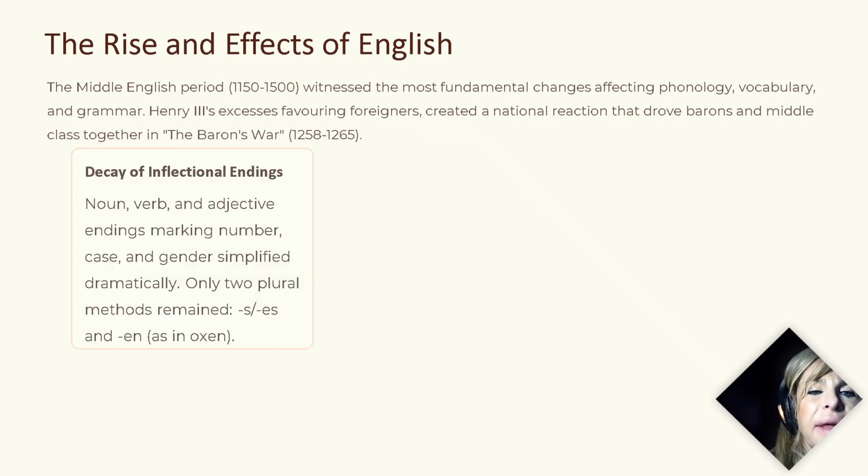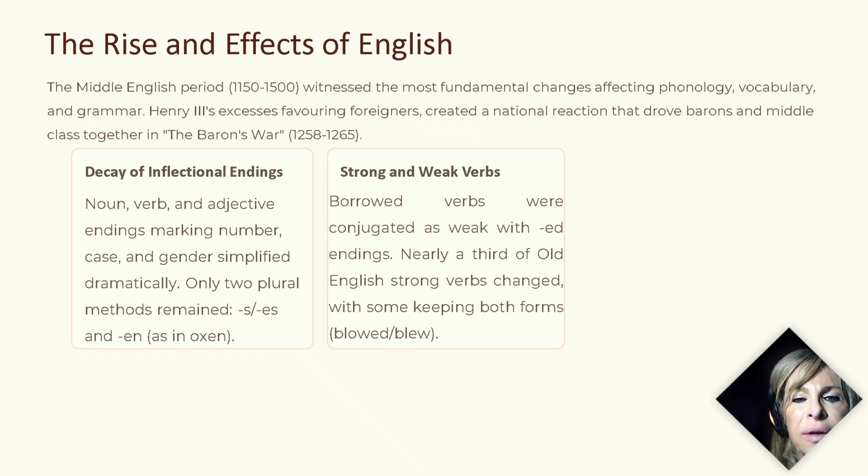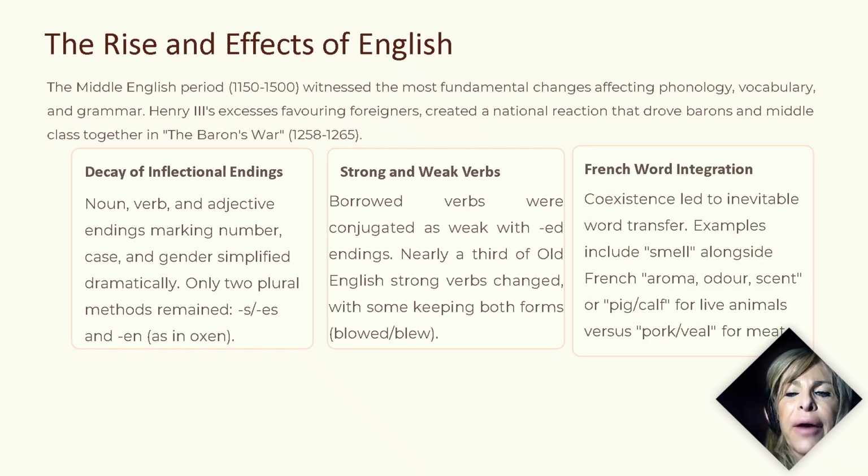For example, the decay of inflectional endings in nouns, verbs, and adjectives, simplifying dramatically strong and weak verbs. Both verbs were conjugated as weak with -ed endings, and sometimes both forms were kept, such as bled and blood. And there was word integration, with some coexistence between words such as smell alongside with words such as aroma, odor, and scent that come from French.